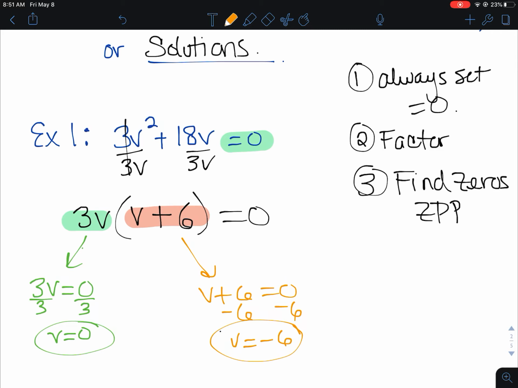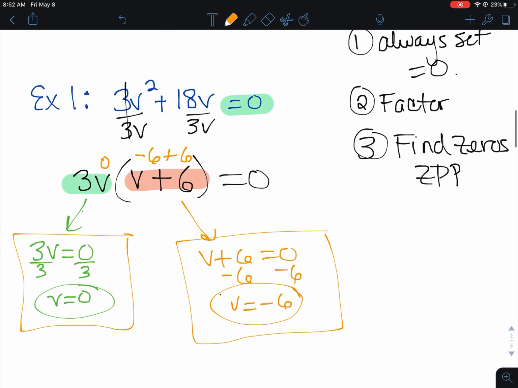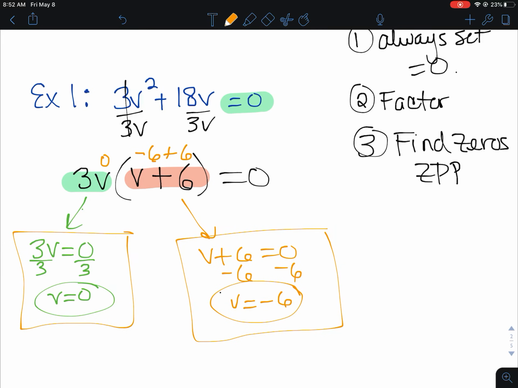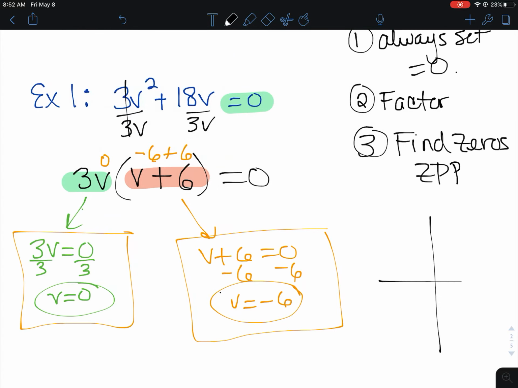So once you get good at this, you can sort of do this in your head, right? 3 times 0 is going to give me 0. Or negative 6 plus 6 is going to give me 0. So did I necessarily need the full equation? Maybe not, but we can always get the answer that way. So that's what the purpose of that factoring is for.